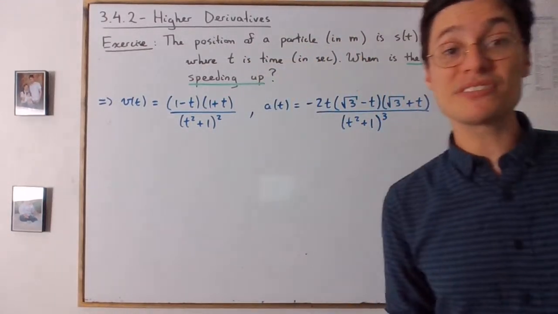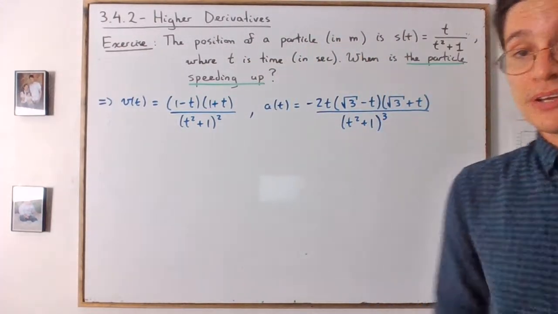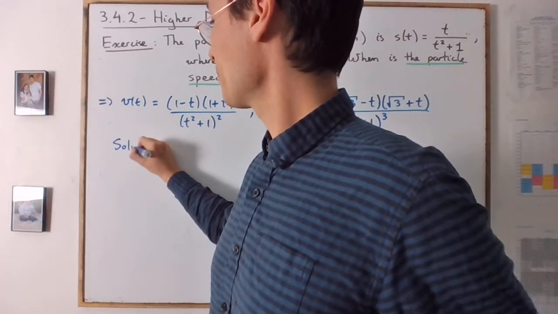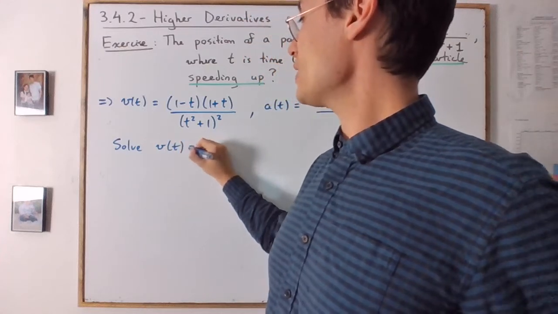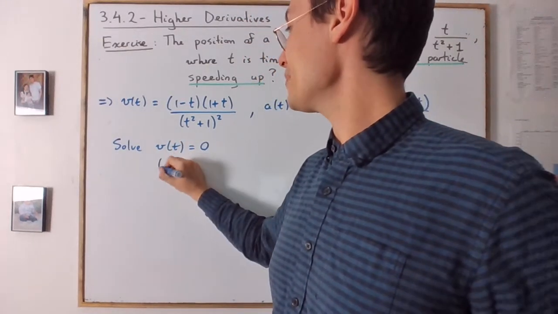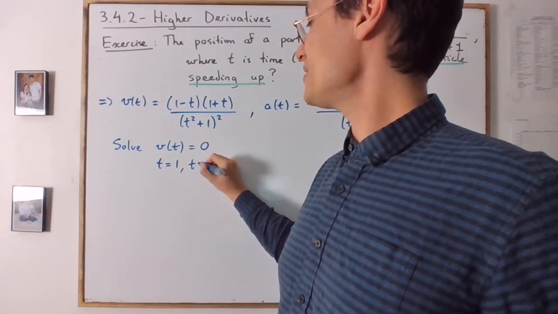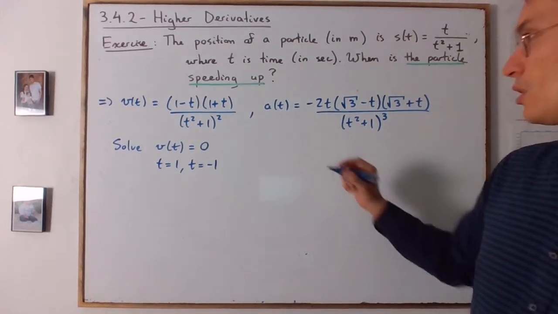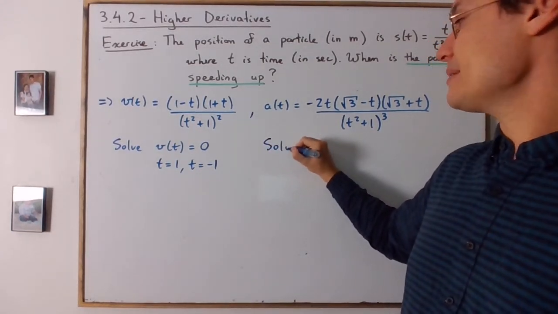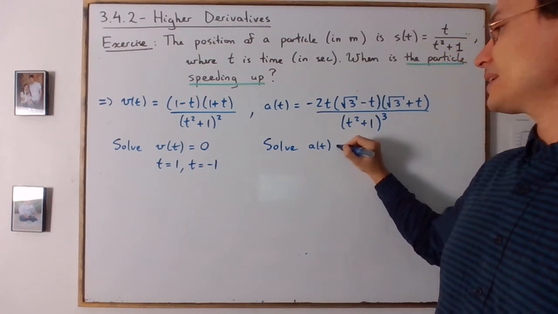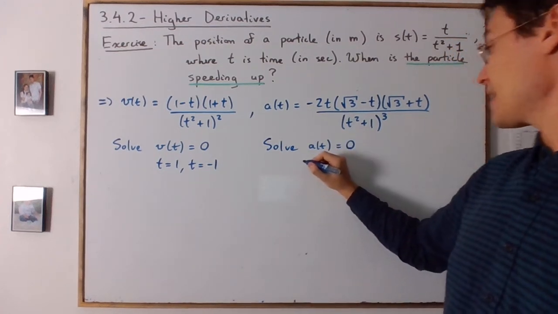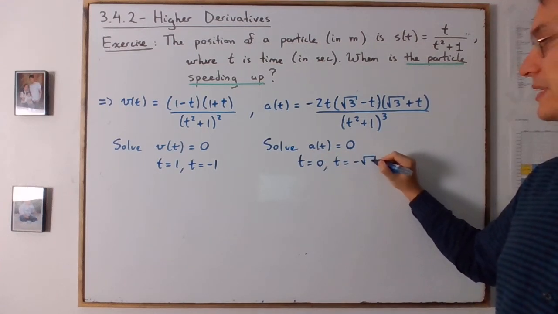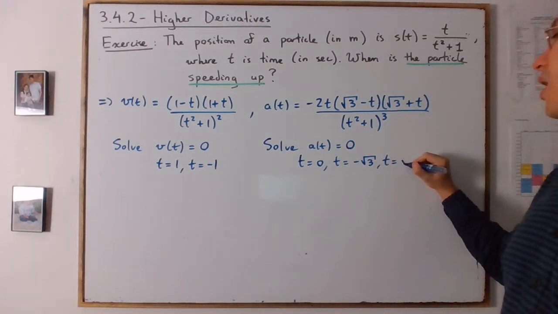Now here's the time to do our sign chart. So what we want to do is to first solve v of t equals 0. And that will happen when t is equal to 1 or t is equal to negative 1. We obviously do the same for a of t equals 0. And here we're going to have 3 values. We're going to have t equals 0, t equals negative root 3, and t equals positive root 3.